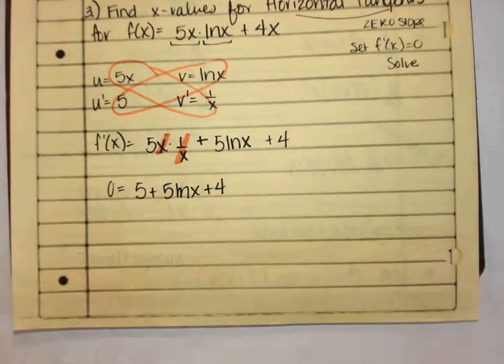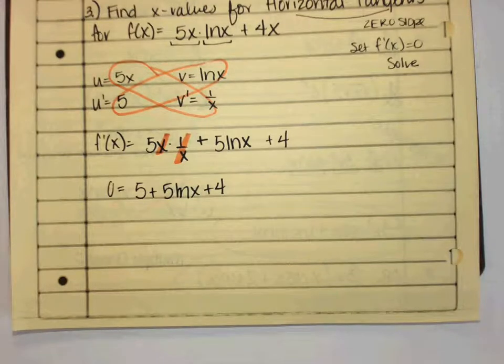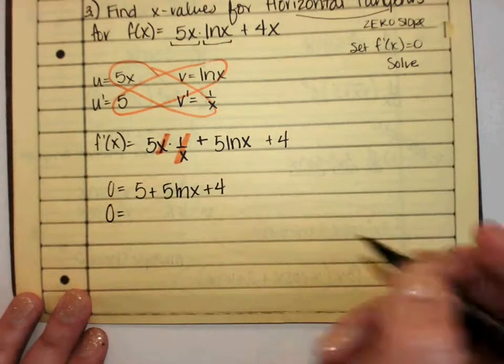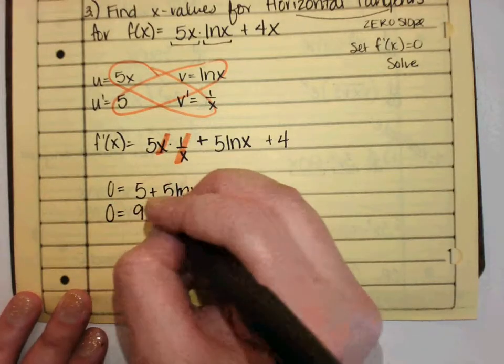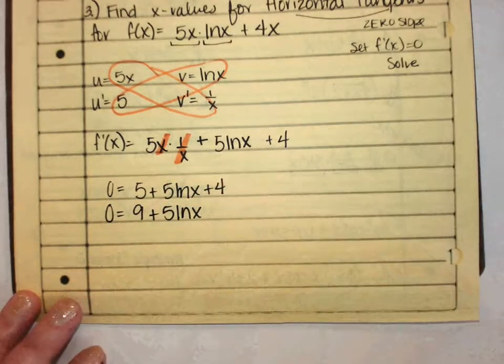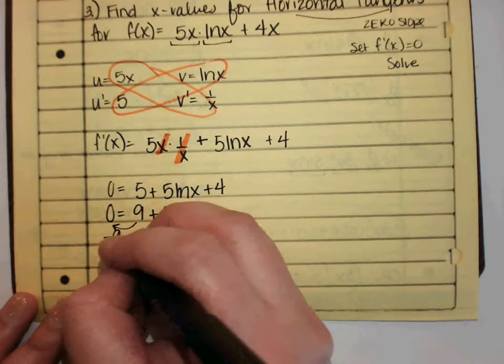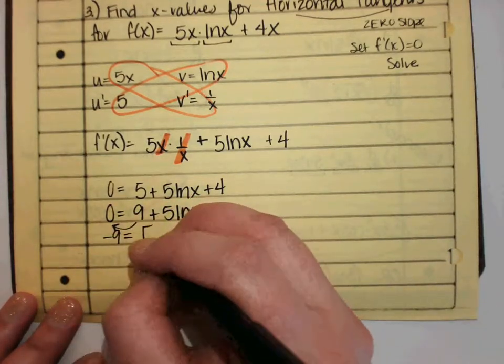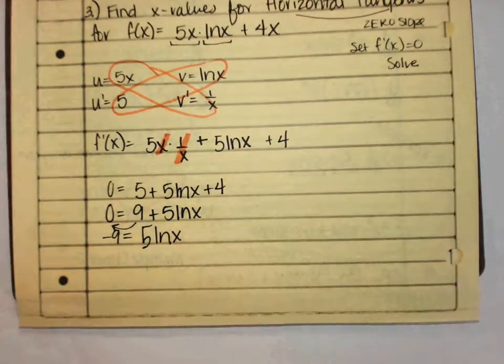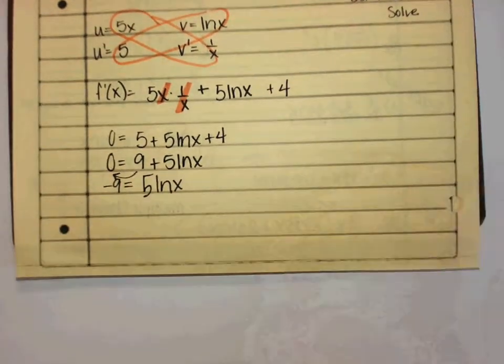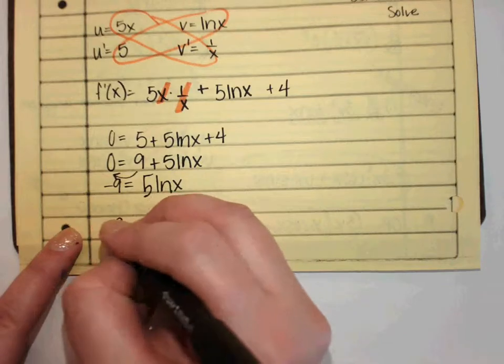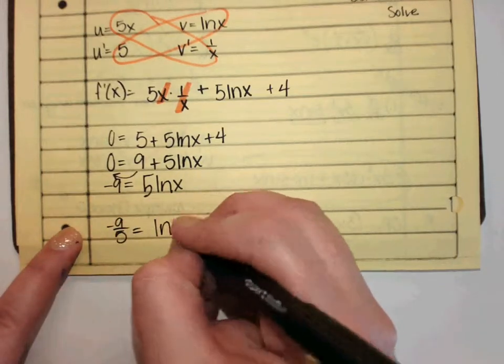Okay, what next? We're solving. Can I combine anything? Okay, the 5 and the 4 make how much? 9 plus 5 ln x. What next? Minus the 9 across. So now I have negative 9 equals 5 ln x. Okay, divide by 5 next. So now I have negative 9 over 5 equals ln x.